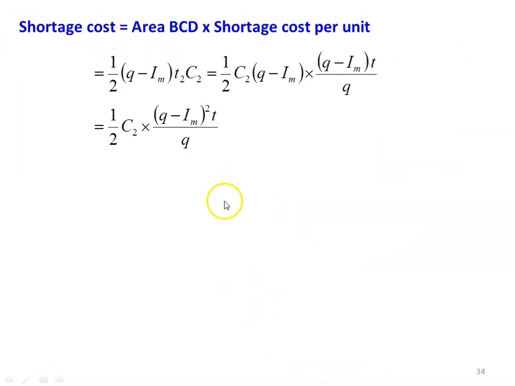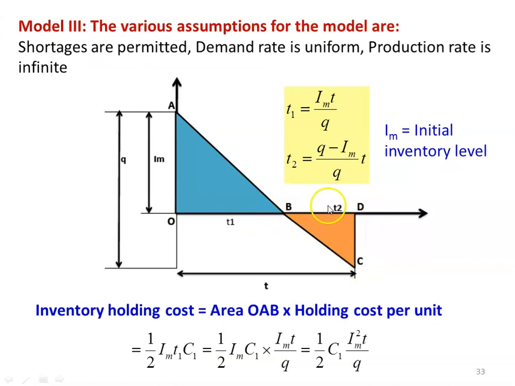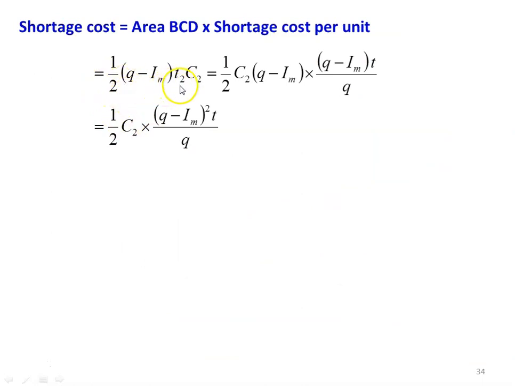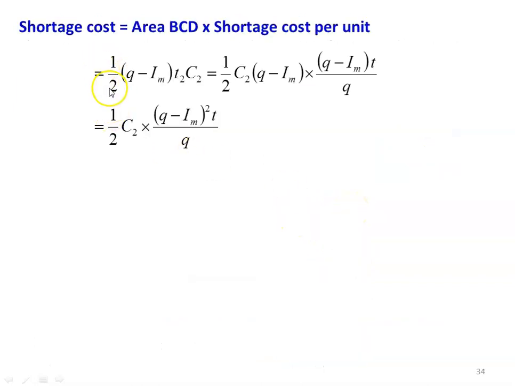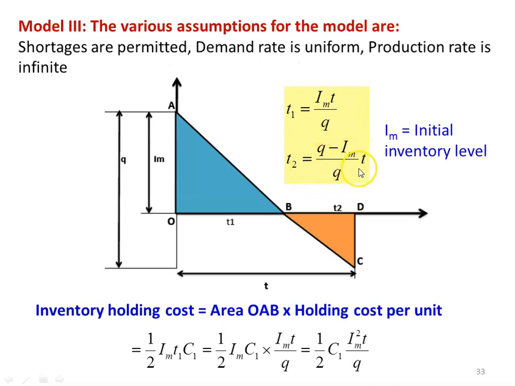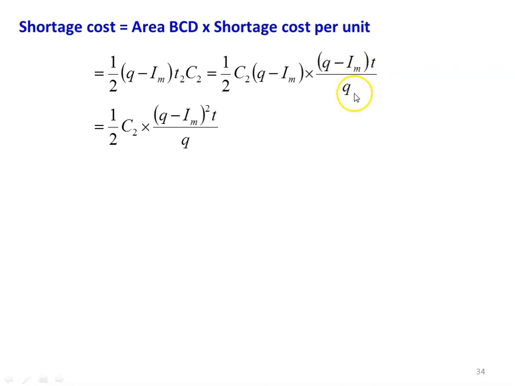Then the shortage cost is equal to the area of the triangle BCD. The area of the triangle equals half into (Q minus IM) into T2. The base length is T2, and the height equals Q minus IM. Now this area, 1 by 2 (Q minus IM) into T2, into C2, the unit shortage cost, is equal to 1 by 2 C2 (Q minus IM) T2. Substituting for T2 from the earlier definition, T2 equals (Q minus IM) by Q into T, this will be 1 by 2 C2 into (Q minus IM) whole square into T divided by Q.